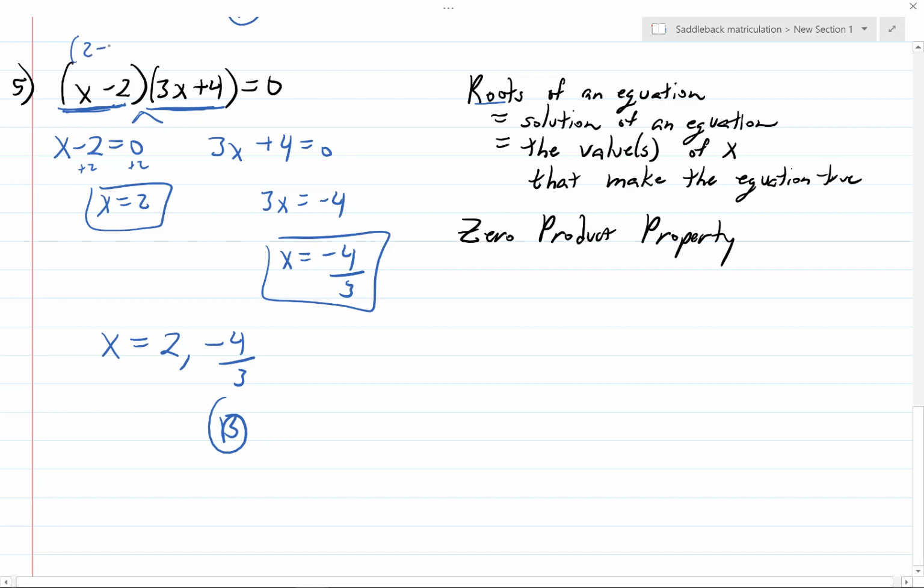If you put in 2 for the x, 2 minus 2 times 3 times 2 plus 4, that's 0 times 10, which is indeed 0, right? And if you plugged in negative 4/3 for the x, you would also get 0 because this factor would end up being 0. And that's that.